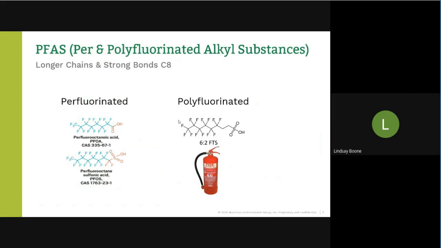bioaccumulate in the environment. So PFOA and PFAS, we know they have adverse health effects to humans, so we can't manufacture those in the United States anymore. So the 6,2-FTS, side note, that is commonly used as a replacement product in firefighting foam now.